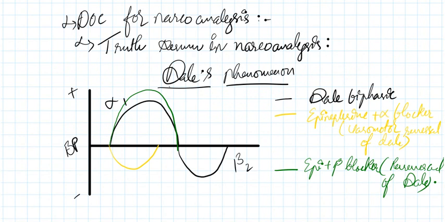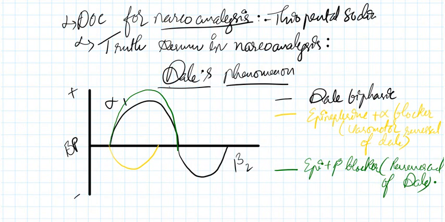Previously I forgot to tell you two important points. For narcoanalysis, the drug of choice is thiopental sodium. And if you ask me, the truth serum in narcoanalysis is scopolamine. It is given as a transdermal patch 4 hours before the journey.